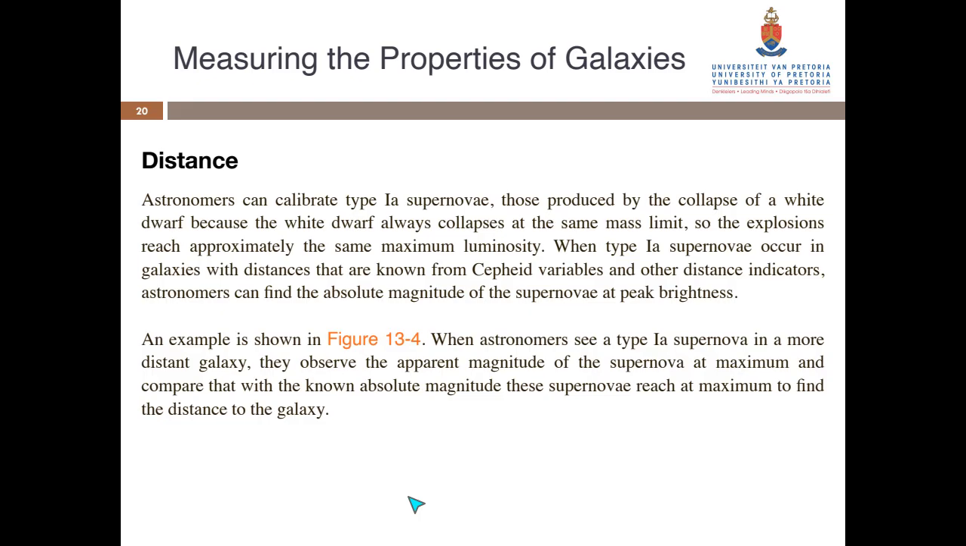An example is shown in figure 13.4. When astronomers see a type 1a supernova in a more distant galaxy, they observe the apparent magnitude of the supernova at maximum and compare it with the known absolute magnitude the supernova reaches at maximum to find the distance to the galaxy.